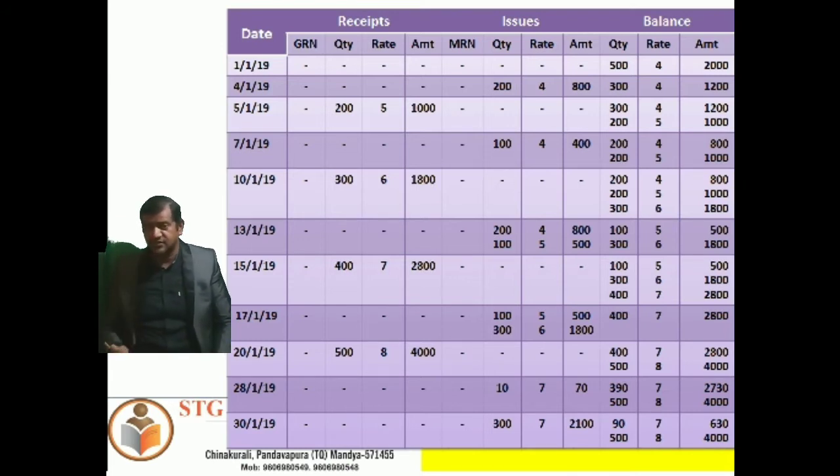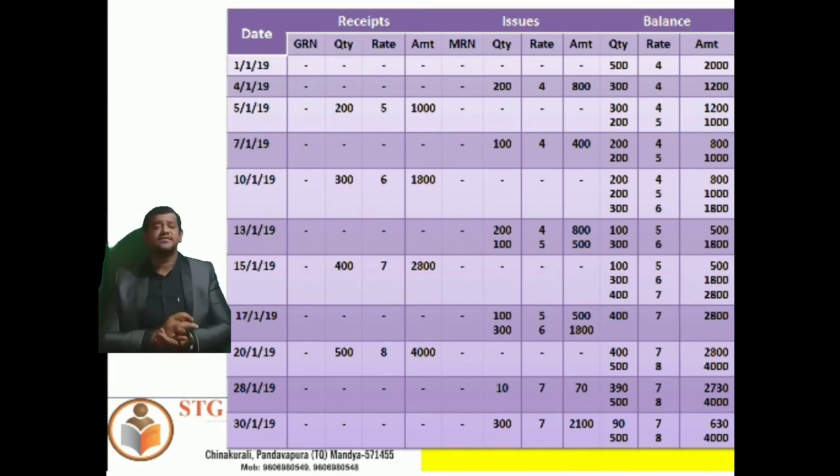Out of 5/1/2019, look at the balance column. So 5/1/2019 balance was 300 units at rupees 4. Out of that 300, how many units have I issued on 7? 100. How many left? 200 units at rupees 4 each. So 200 into 4, 800 rupees. Then 200 into 5, 1000 rupees. So that is the balance of 7/1/2019.